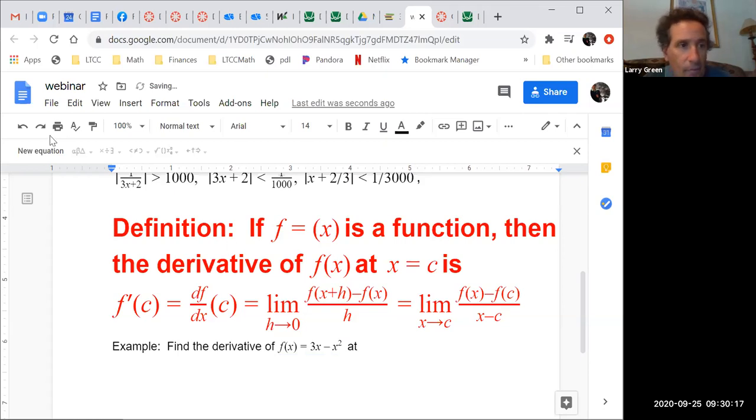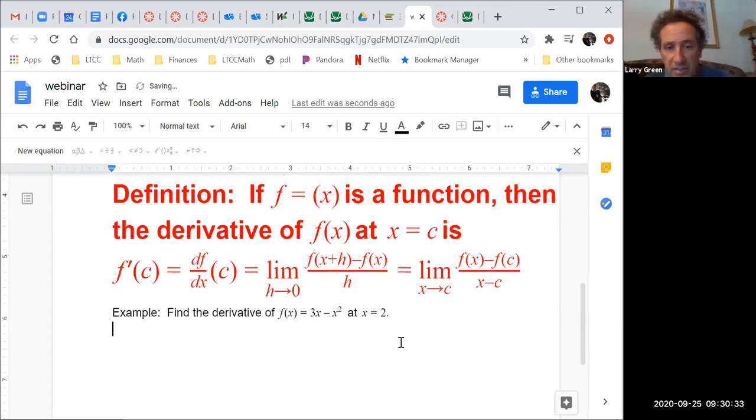At x equal 2. Any questions on the example? On the question?